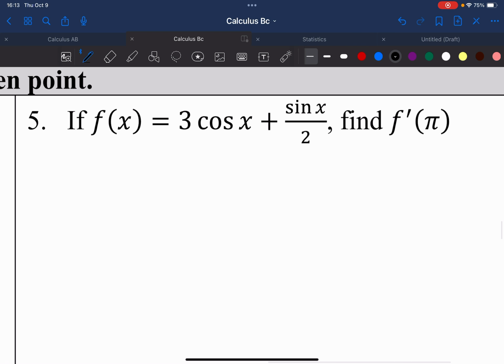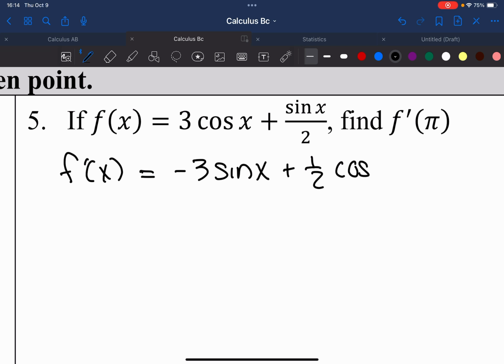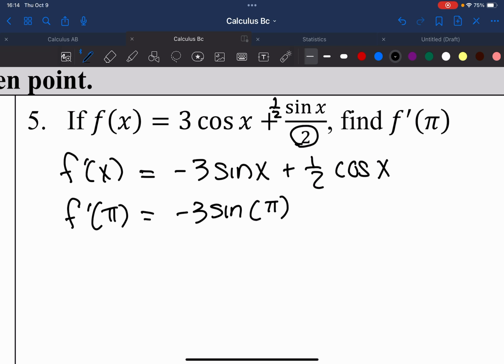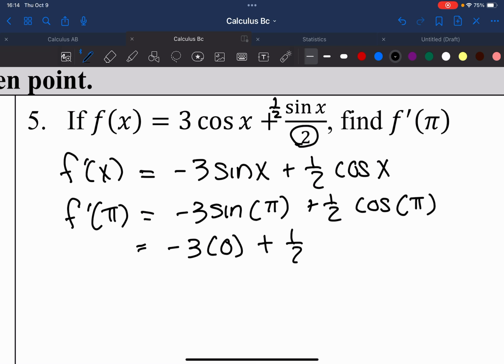Last example here, f prime of x would be equal to negative 3 sine of x plus 1/2 cosine of x because I moved this 2 to become 1/2. Then I plug in pi. F prime of pi is equal to negative 3 sine pi plus 1/2 cosine pi. Well, we know that sine of pi is 0, so this is negative 3 times 0, plus 1/2 times cosine of pi, which is negative 1, so this is 1/2 times negative 1, which is equal to negative 1/2.